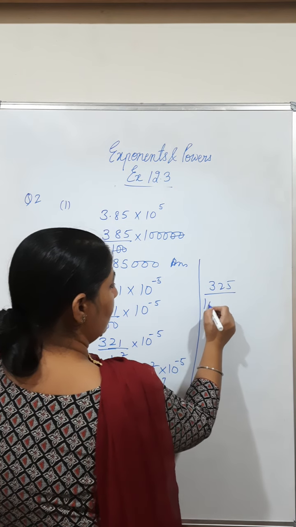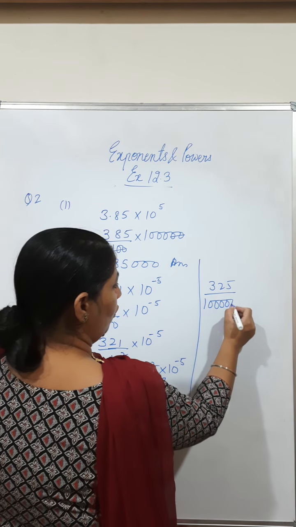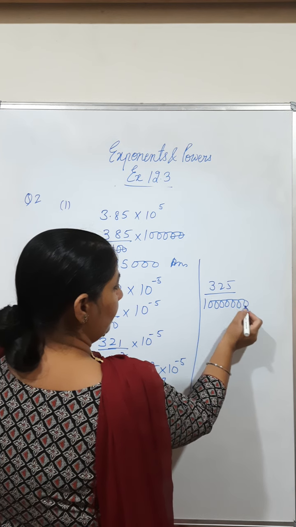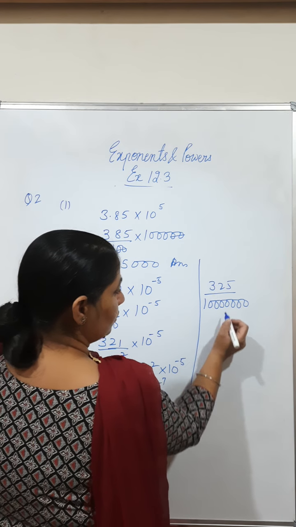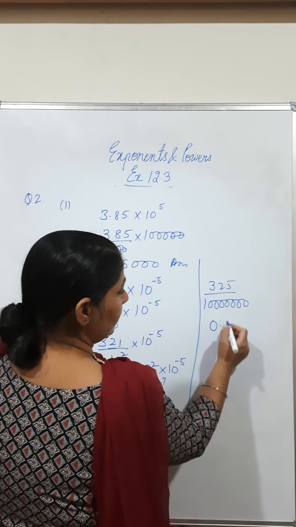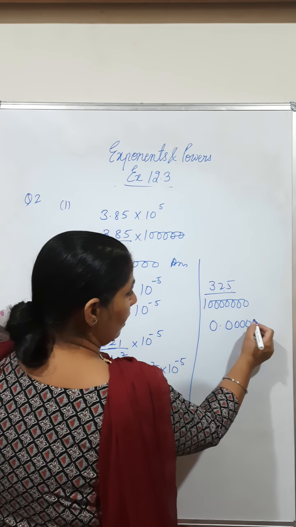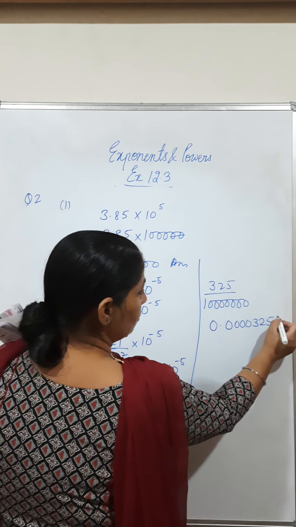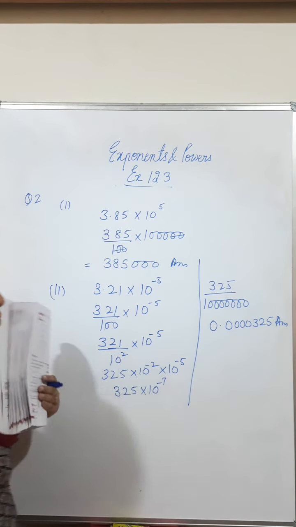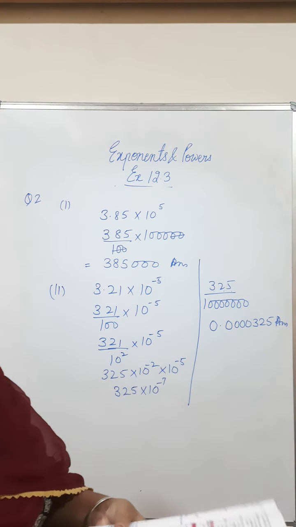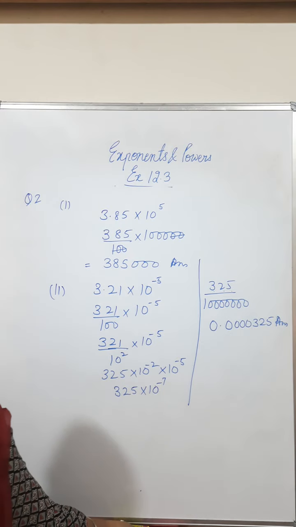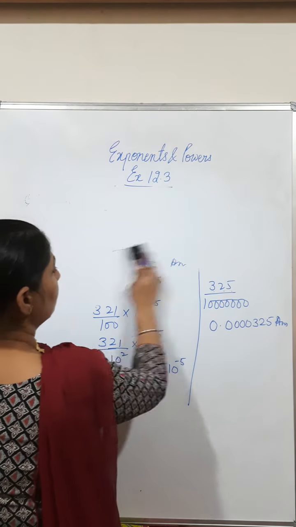325 over 1, 2, 3, 4, 5, 6, 7 and when you will put at the point, so यहाँ पे हमारे पास 7 digits होनी चाहिए decimal में, 3 digits are already there, so we will put 4 zeros and 3 to 5. So this is the answer in the usual form. So you can do the other parts in the same way, beta. Now we are on the third question.